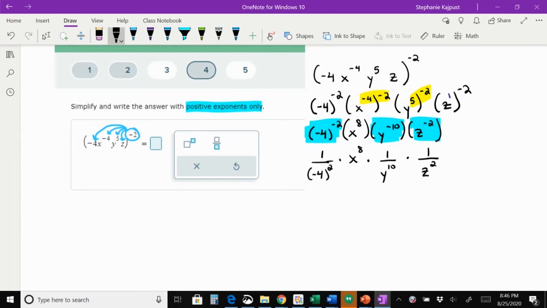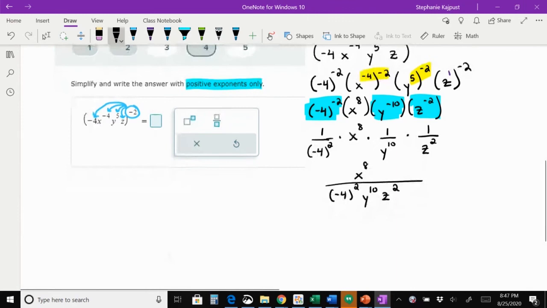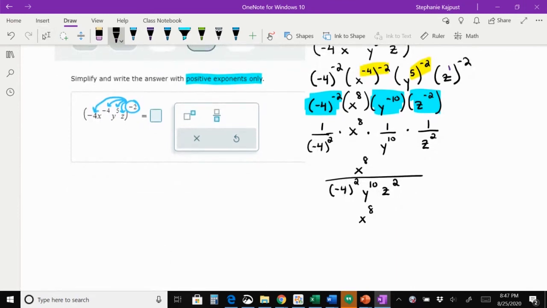So now everything that's not a fraction goes on top. All the fractions go on the bottom. So we end up with x to the 8th over -4 squared y to the 10th z squared. And then the last step here is to actually do the -4 squared. So -4 times -4 is a +16. So our final answer is x to the 8th over 16 y to the 10th z squared.